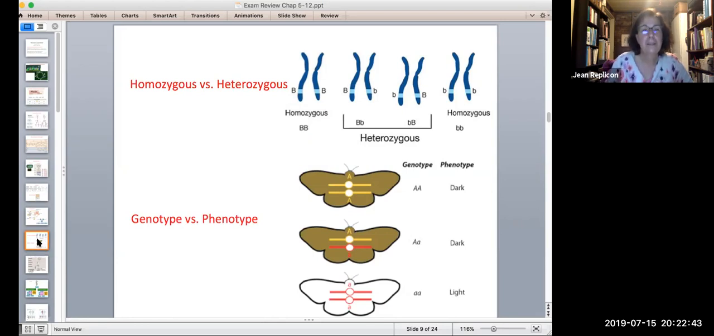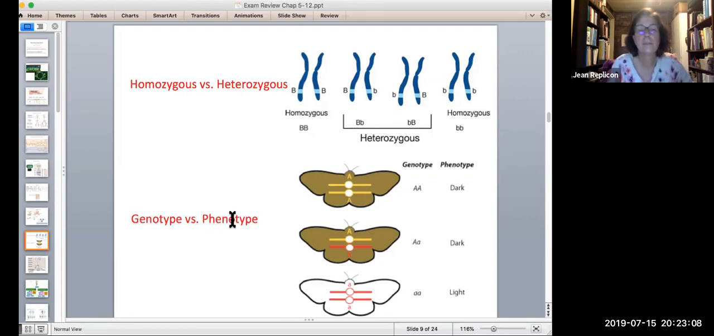So hopefully that was clear. Want to compare homozygous versus heterozygous. Homozygous means having 2 alleles that have the same information, like here or here. Heterozygous means 2 alleles that have different information, like these 2.